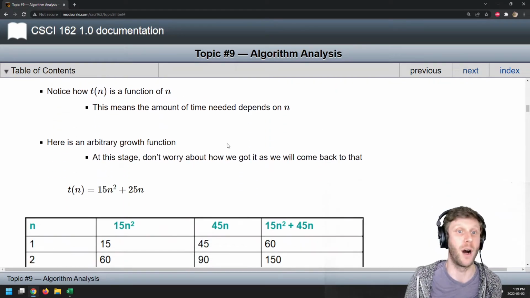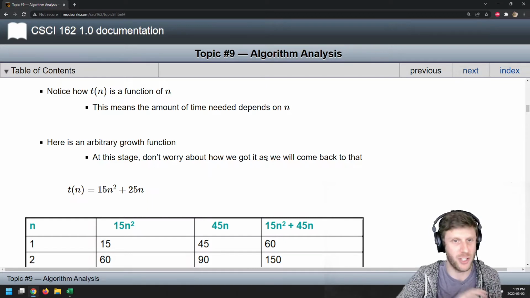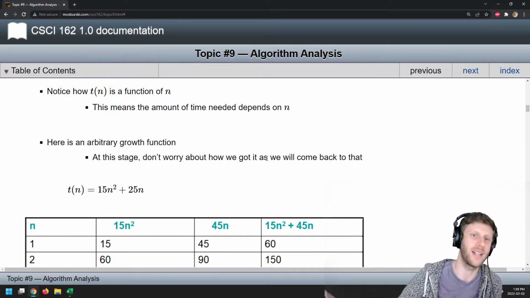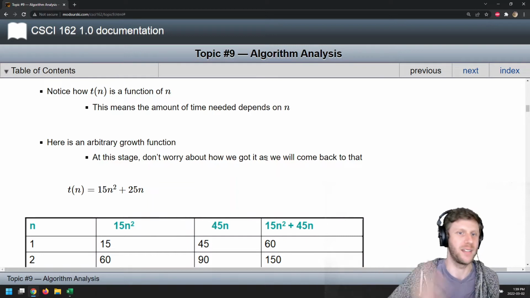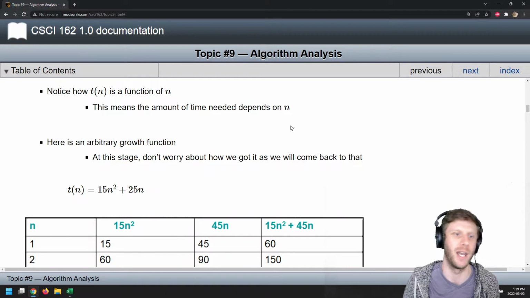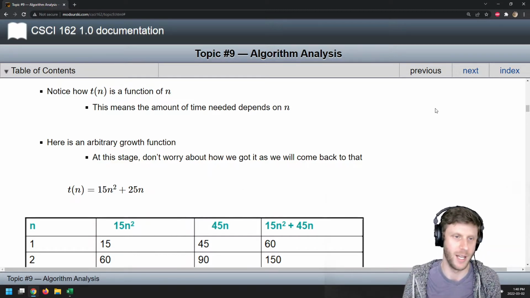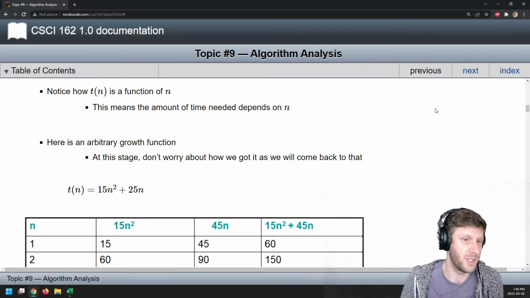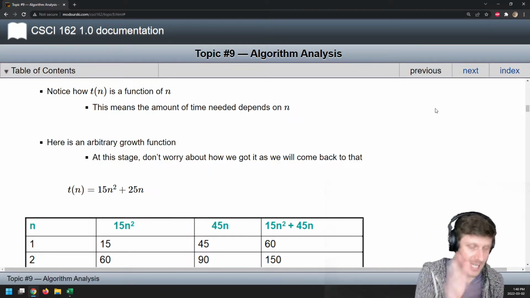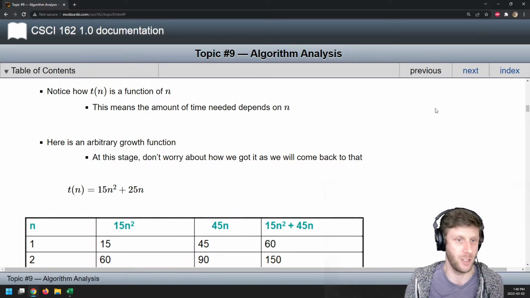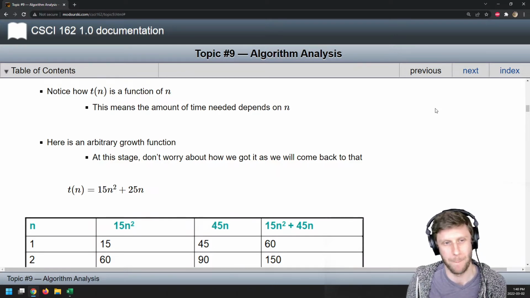So here is an arbitrary growth function. At this stage, do not ask me where I got it or how it was derived, because it doesn't matter. Let's say I show up and I say, here is a growth function, okay? T of n equals 15 times n squared plus 25n. So if you come along and you have an input size of some value, you plug that in, you get the calculation, and then you know the runtime. You know the result of t of n, of the growth function. Again, don't worry about where these came from.